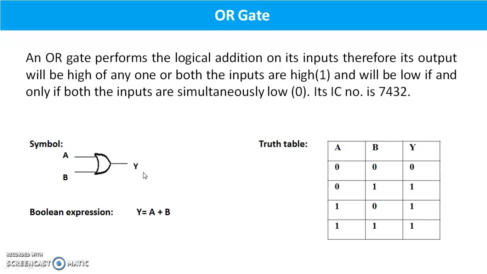Next is OR gate. IC number for OR gate is 7432. This is also a basic type of gate. This is the symbol of OR gate. Here are the two inputs A and B, and Y is the output. OR gate means if any one of the input is high, that time only the output will be high. Otherwise output will be active low. So Boolean expression for OR gate is Y is equal to A plus B. IC number for OR gate is 7432.